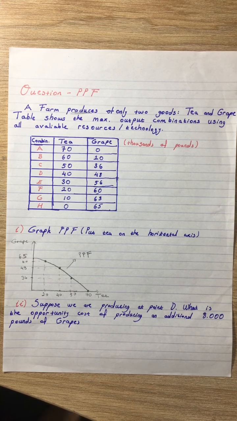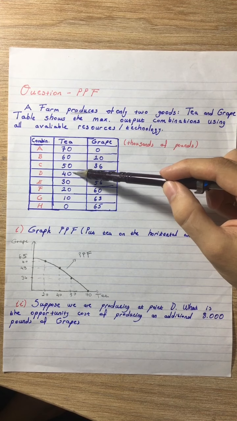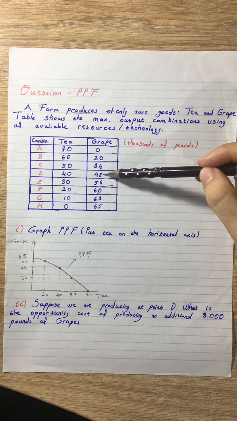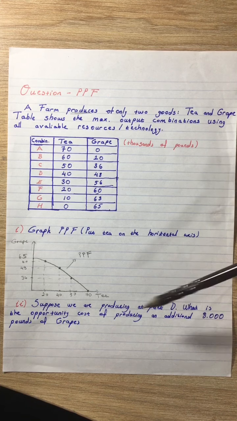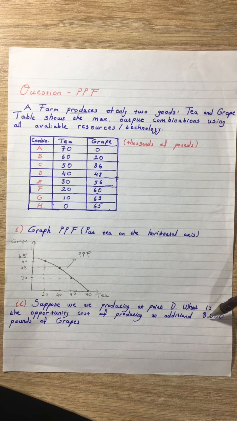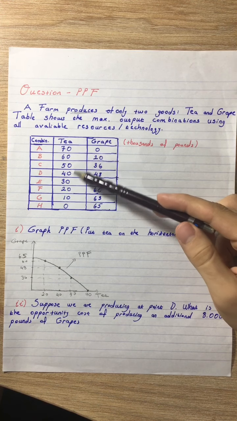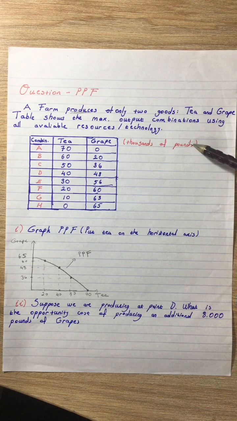In the second part, it says suppose we are producing at point D, so we are producing 40 units of tea and 48 units of grape. What is the opportunity cost of producing an additional 8,000 pounds of grapes? And again, this is labeled as thousands of pounds of grapes. So it says, what is the opportunity cost of producing an additional 8,000 pounds of grapes?